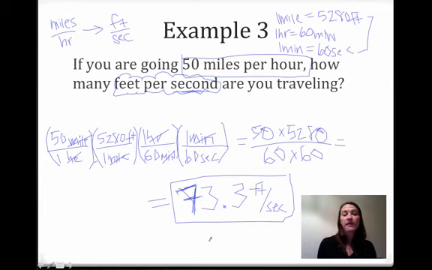All right? And that's it for dimensional analysis. I want you to practice these ones. We're going to take a little bit of time to get through it.